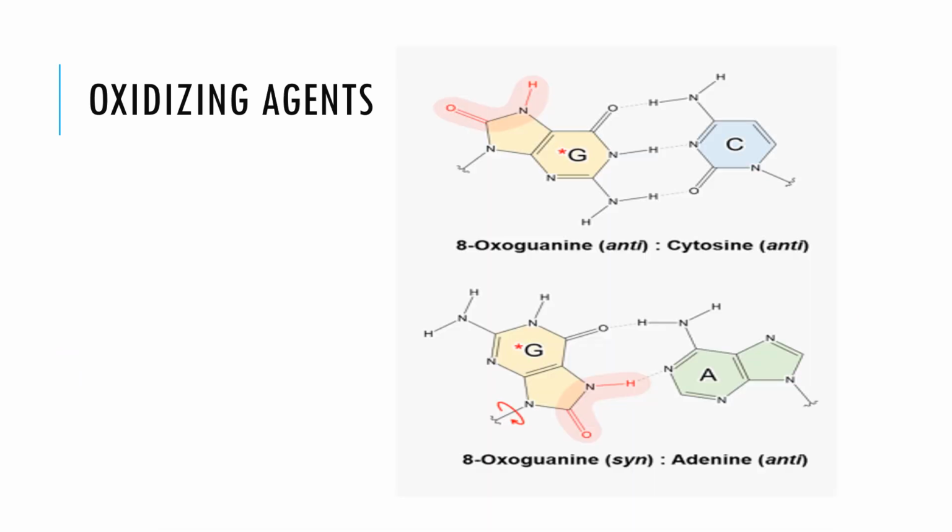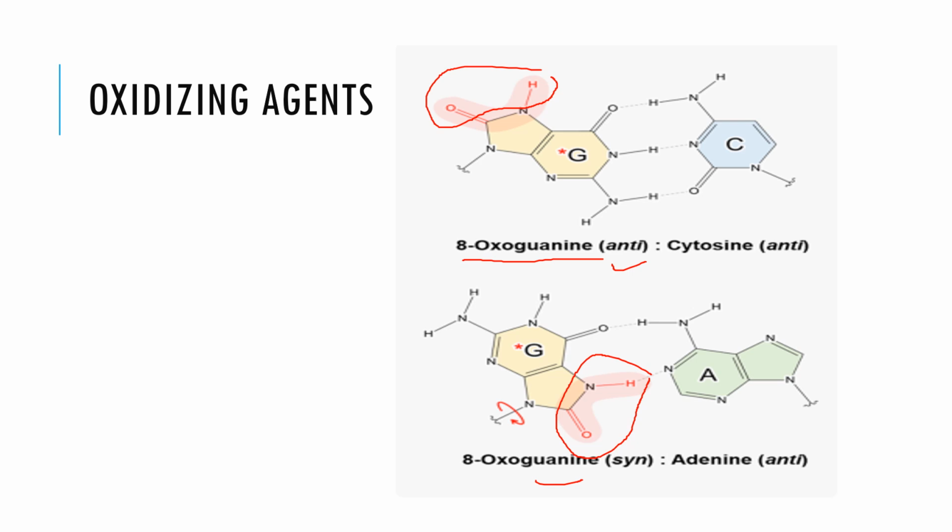Next is the oxidizing agent. As you know, during stress conditions, reactive oxygen species are formed. So as you can see, there is an oxidizing agent. 8-oxoguanine is present in two forms, the anti form and the syn form. When is it the anti form? Anti form is when the sugar phosphate backbone, as you can see here, is oriented away from the base. Here the sugar phosphate backbone is away, so it is the anti, and here the base is not away from the sugar phosphate backbone, so it is the syn.